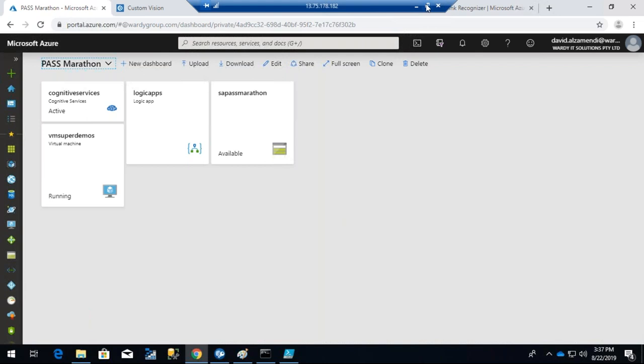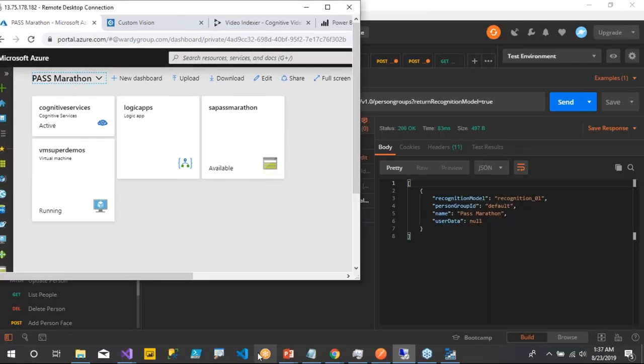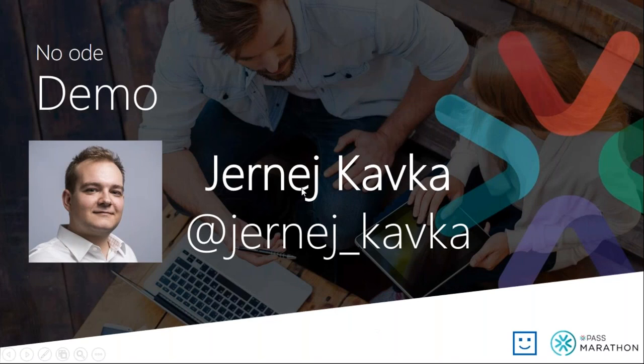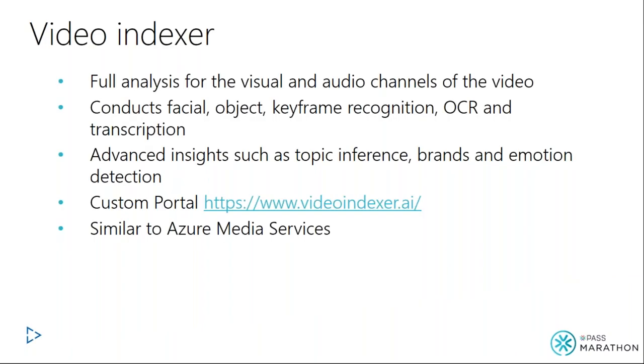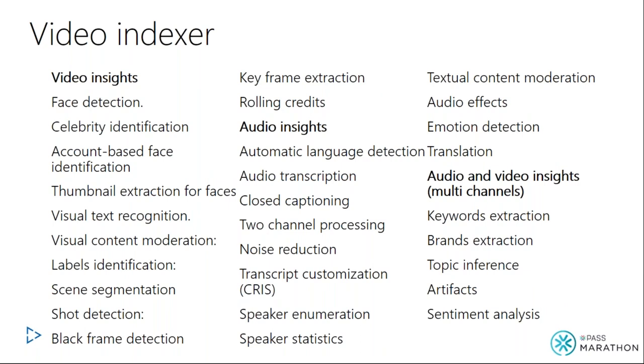For now, we are going to skip the Visual Studio demos. Let's continue with the next one. The next category is Video Indexer. Video Indexer pretty much is a combination of many of the Azure Cognitive Services. It has its own portal as well, that is videoindexer.ai. And it comes with around 30 APIs. It is a one-stop shop for using all the services through a video.